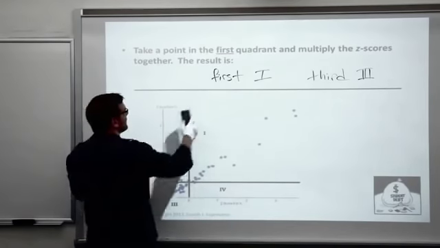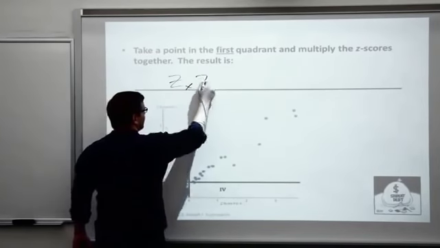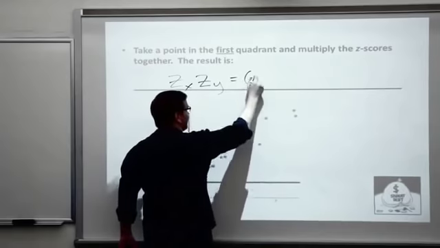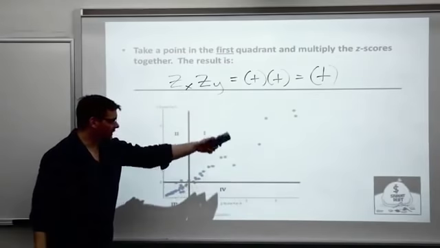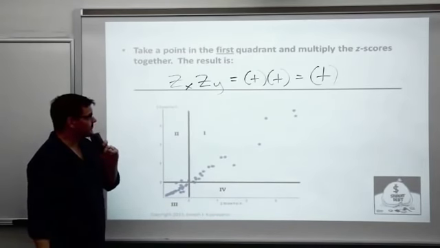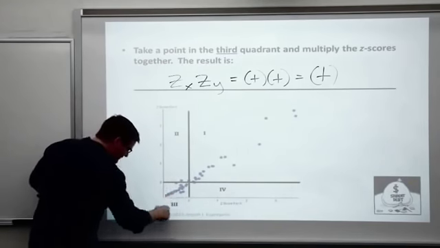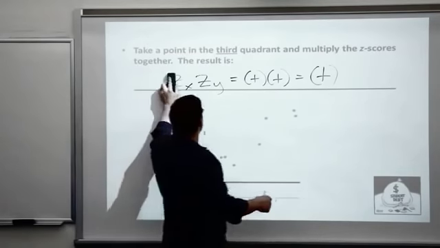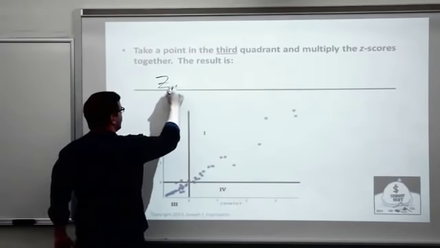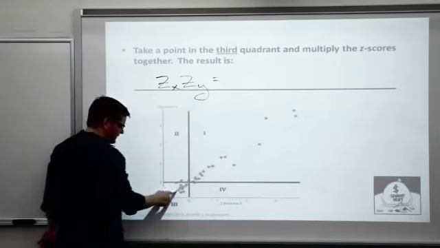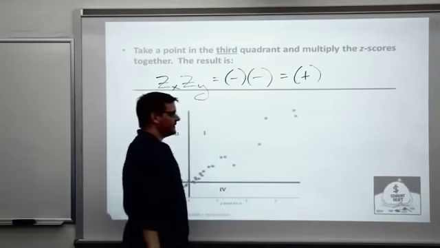Take a point in the first quadrant, multiply the z-scores, and the result is z for x times z for y equals positive times positive equals a positive number. That's all those points up there. First quadrant. Third quadrant, down here in the bottom left corner. Take a point in the third. Multiply the z-scores together, z for x, again, times z for y. These are the negative times negatives. Result is positive.